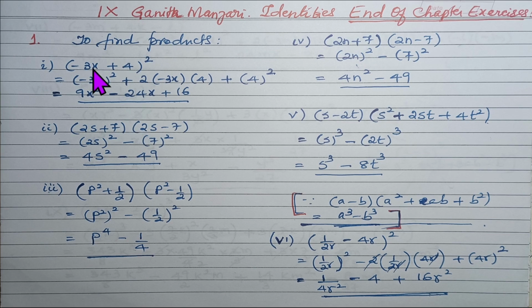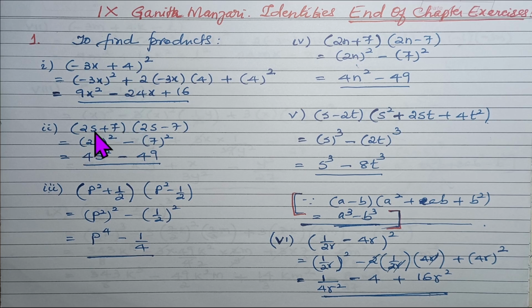Now the first example is (-3x + 4)². It is of the (a + b)² form. Therefore the identity is a² + 2ab + b². So a is -3x and b is 4. Substituting the values, we get (-3x)² + 2 into -3x into 4 + 4². So (-3x)² becomes 9x², plus into minus is minus, 2 times 3 times 4 is 24x, and 4² is 16. So that is the solution.